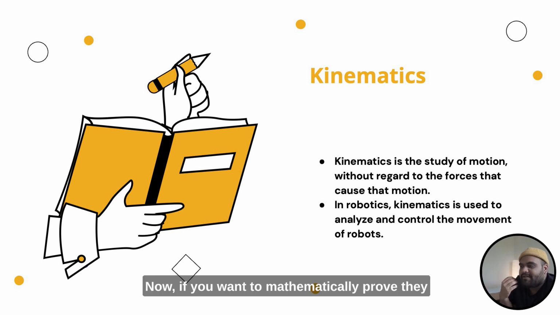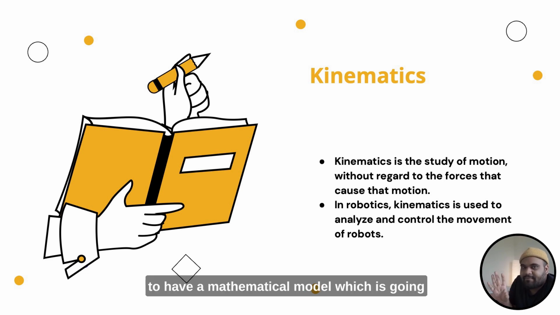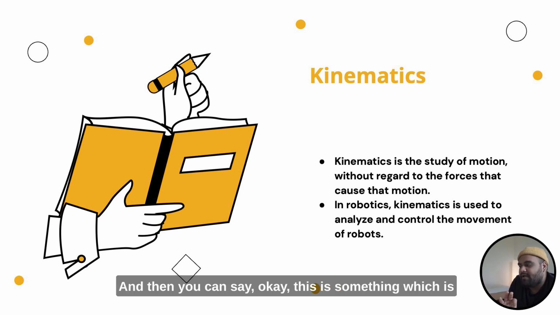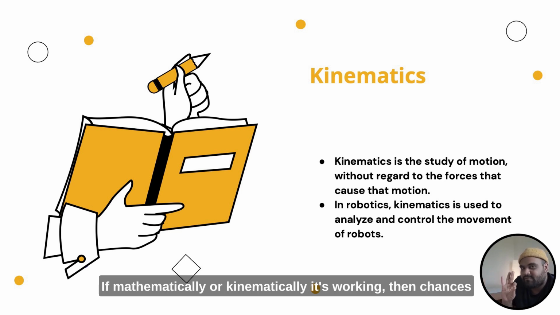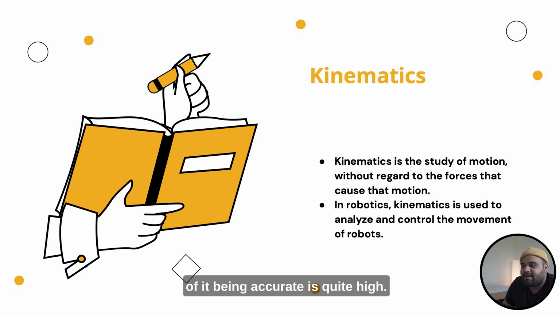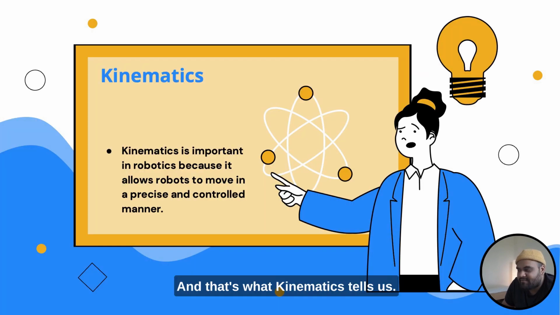Now, if you want to mathematically prove they are going to be just fine, you need to have a mathematical model which is going to represent those machines in a math equation. Okay. And then you can say, okay, this is something which is definitely going to work and it's not going to fail. If mathematically or kinematically it's working, then the chances of it being accurate are quite high. Not absolutely high because it's still on paper, it's not in real life, but it's mathematically correct. Okay. And that's what kinematics tells us.